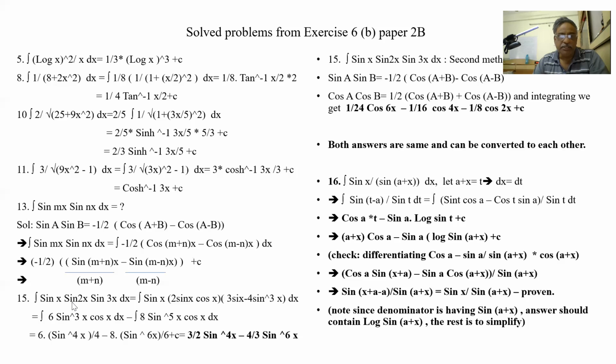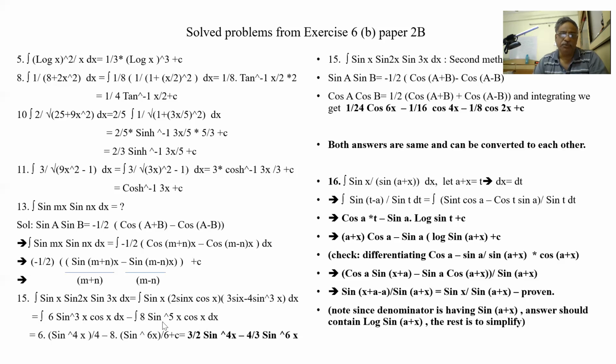Here the same with sin x, sin 2x, sin 3x. Here what we have done: sin 2x is 2 sin x cos x, sin 3x is 3 sin x minus 4 sin cubed x. So when I multiply this, I am getting three different terms. I am using cos x here. So 2 sin square x into 3 sin x gives 6 sin cubed x cos x. Again 2 sin square x times minus 4 sin cubed x gives minus 8 sin to the power of 5 x cos x. So cos x is the derivative of sin x. So I can put sin to the power of 4x by 4, and here sin to the power of 6x by 6, plus c.